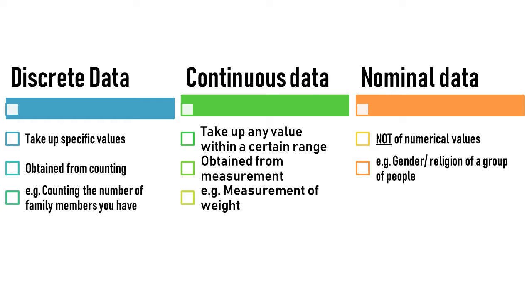Different from discrete data, continuous data are data that can take up any value within a certain range. They are usually obtained from measurements. For example, when we measure a weight, the datum we obtain will be between a range, such as between 60 and 61 kilograms. Some data we collect are not of numerical value, such as gender or religion of a group of people, and they are called nominal data.